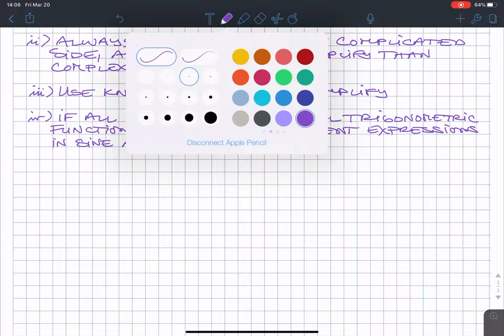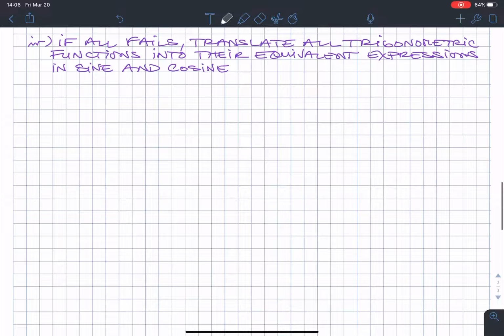Okay, so what do I mean by all of this? Let's actually do an example, or a few examples rather. So example, let's verify the following identities. So verify, meaning prove, the following identities.